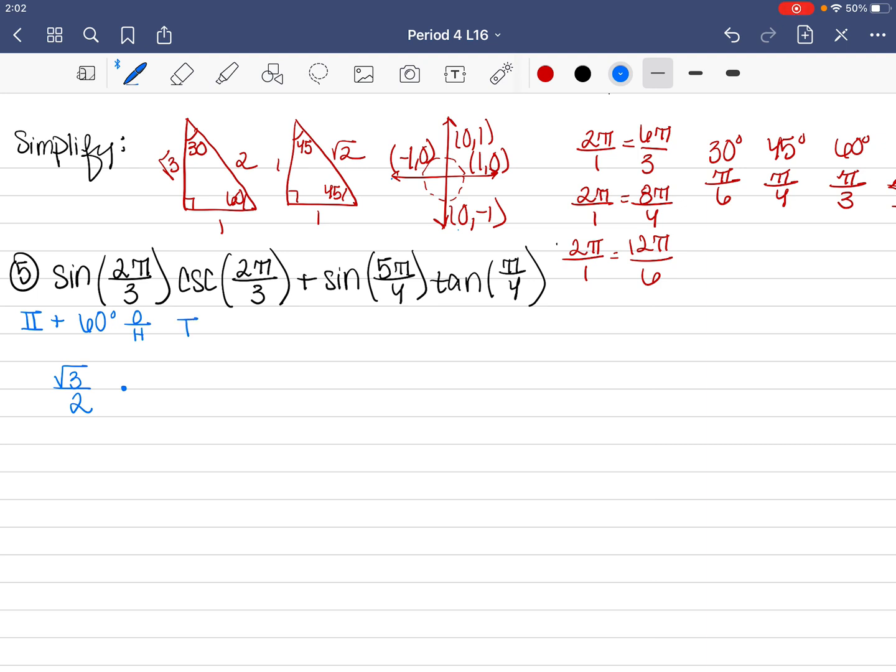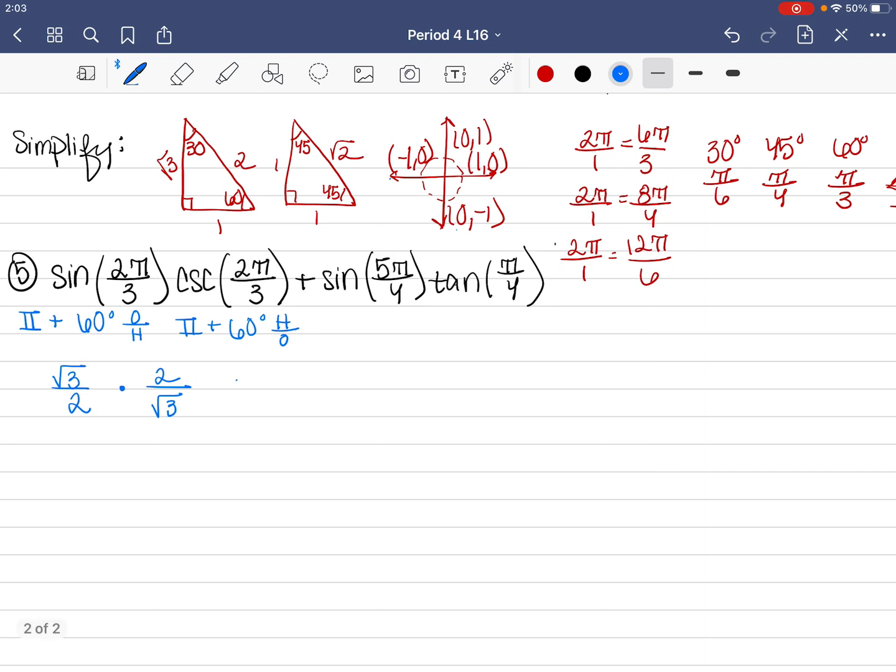And it's the same information, quadrant 2, positive, 60 degrees, because it's the same angle. And then at the end now we're doing hypotenuse over opposite. So I go to 60 degrees and my hypotenuse is 2 and opposite is root 3. Then big plus sign in the middle, and now we're going to do sine of 5 pi over 4.